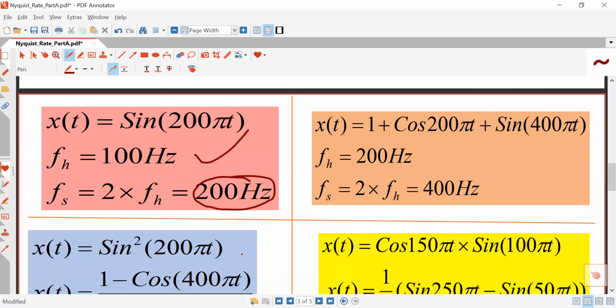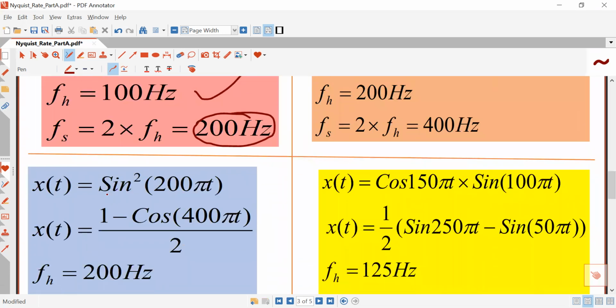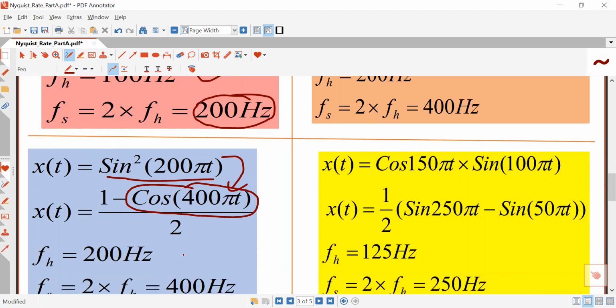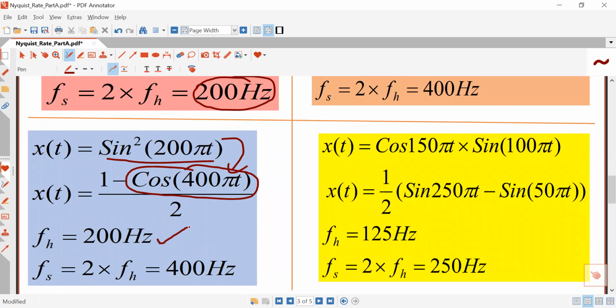I have solved this problem here. First, with the knowledge of trigonometry, you will have to write this signal as (1 minus cos 400 pi t) by 2. From this term, you can determine the highest frequency existing in the signal, which will be 200 hertz. And now the Nyquist rate will be twice this highest component, so it will be 400 hertz. So in this way, you can find the Nyquist rate for this signal.